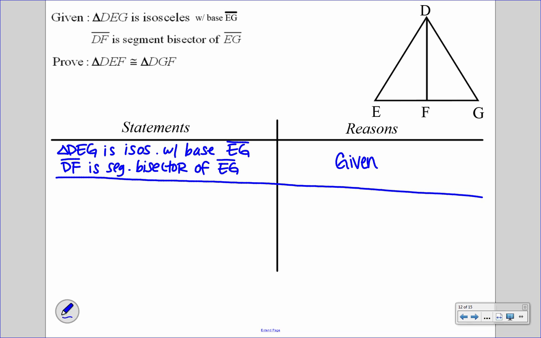The next thing we're going to do is we are going to mark our triangle. Okay, so the first one, DEG, is isosceles with base EG. So let's mark that. That means that these two sides are congruent. If those two sides are congruent, let's write that down in our proof. We can say that ED is congruent to GD because the definition of isosceles triangle.